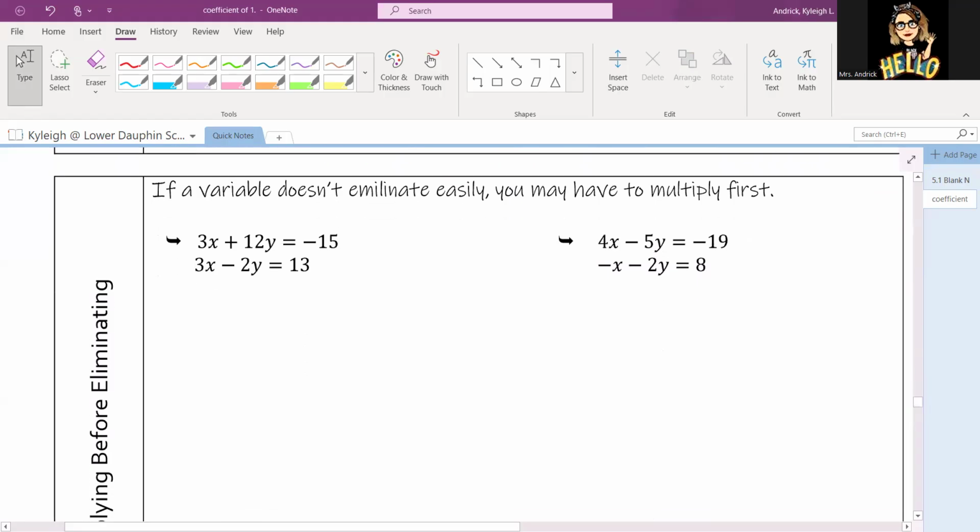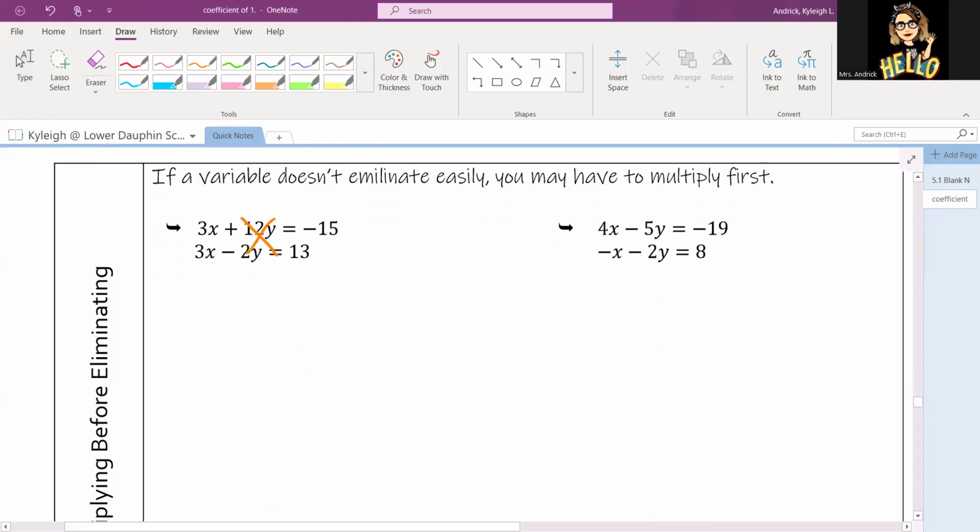We did those two examples. So if it doesn't have the same coefficient but opposite signs, we're going to need to multiply first. So let's look at our coefficients. For our x's, we have a 4 and a -1. For our y's, we have a -5 and a -2. Before we had two threes, so we just needed to multiply by a -1. But now we have to figure out which ones we want to multiply.